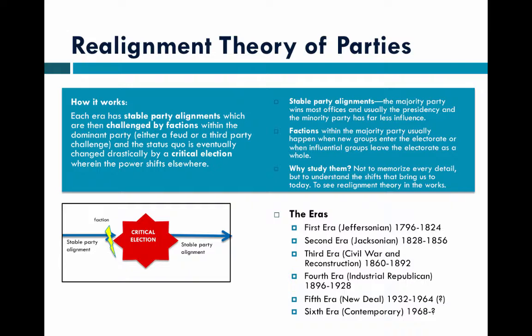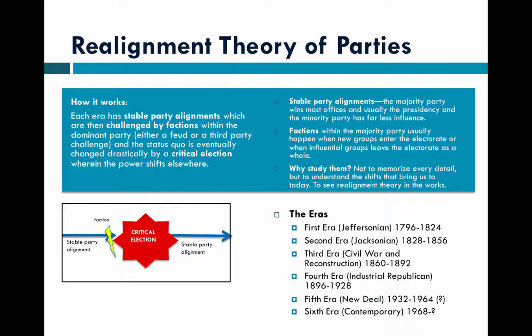Each era has this stable party alignment, and then there are factions within the dominant party, which can be a feud or a third-party challenge or a splinter party. And the status quo is eventually changed drastically by a critical election wherein the power shifts. And so, kind of like a pendulum swing, and it seems to happen all at once.